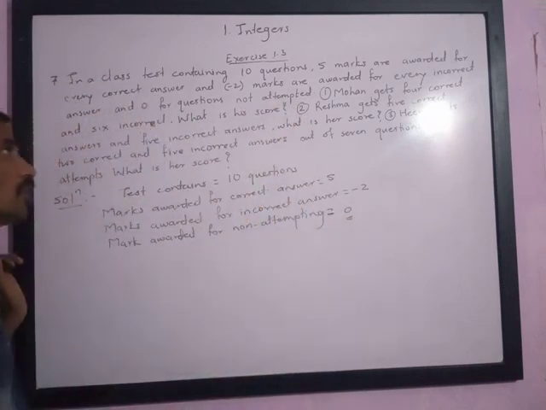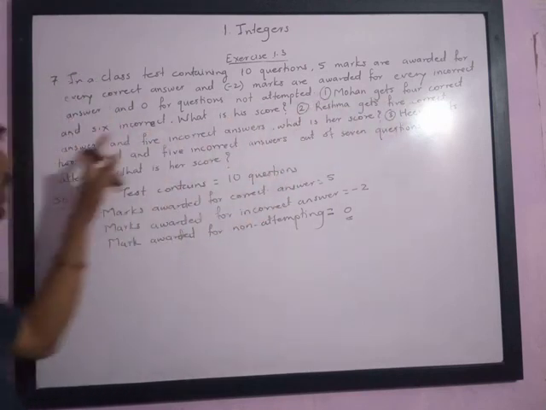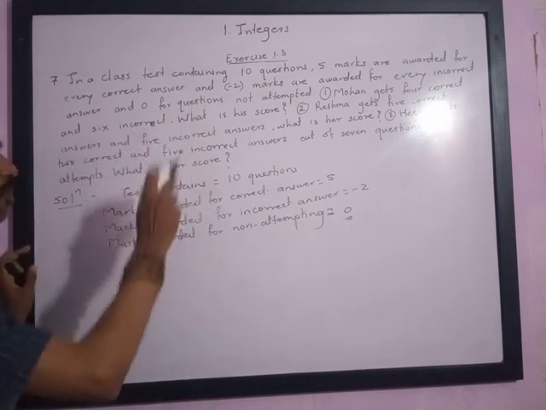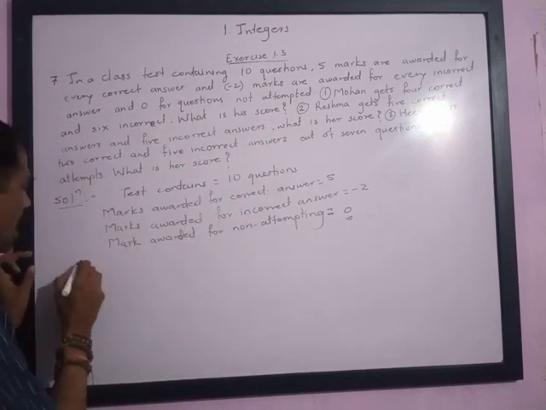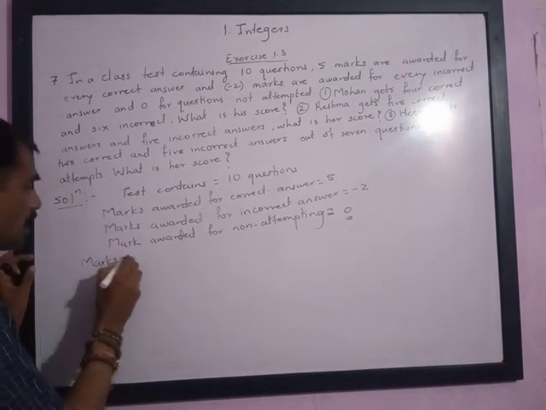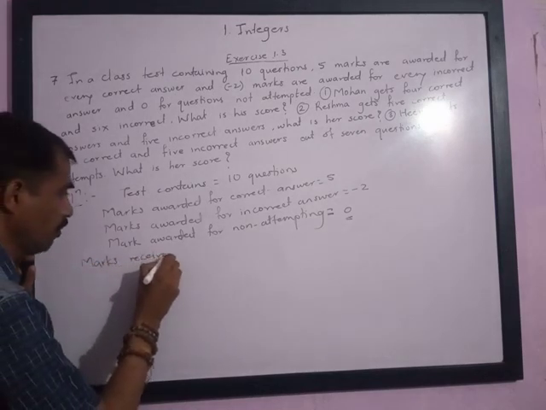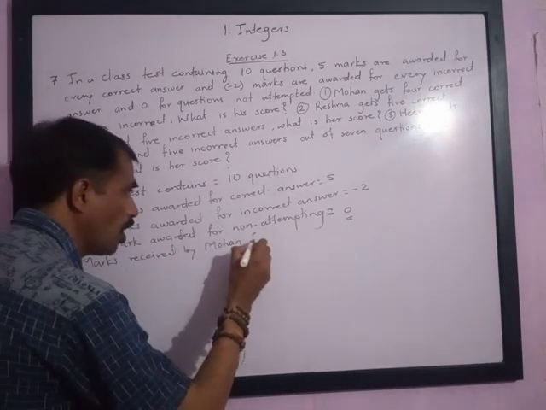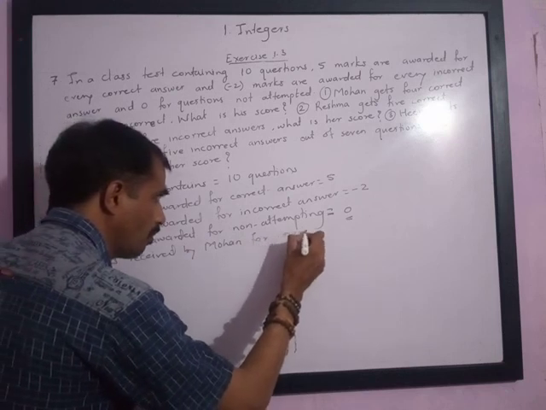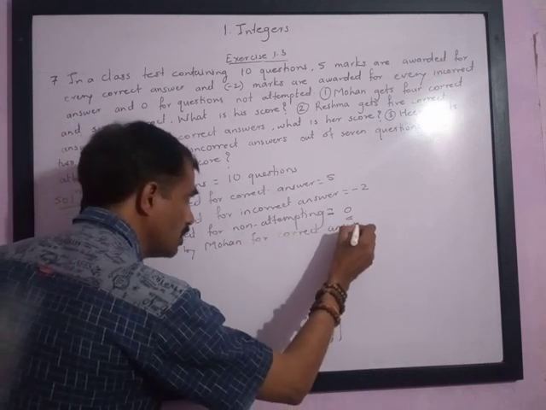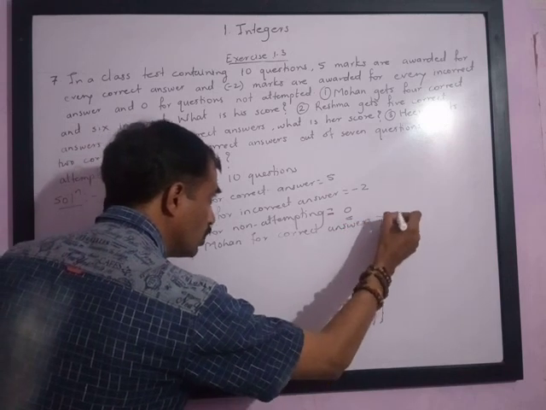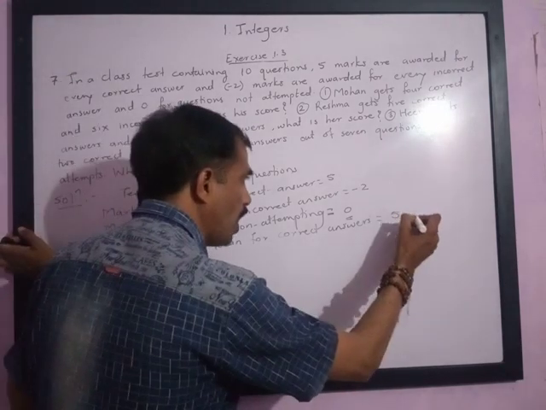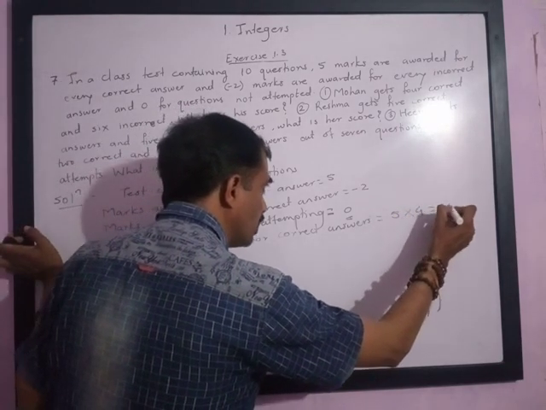So let us calculate Mohan's marks. Mohan gets 4 correct answers. We will calculate correct answers separately and incorrect answers separately. So marks received by Mohan for correct answers is equal to 5 marks are awarded for a correct answer and his 4 answers were correct. So 5 into 4, that is equal to 20.